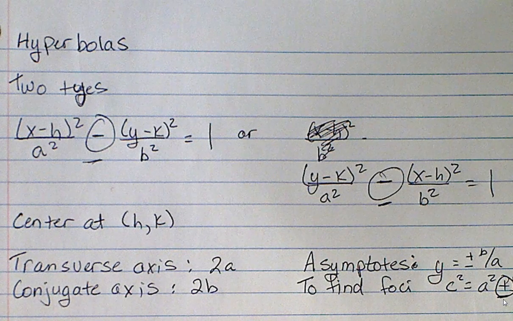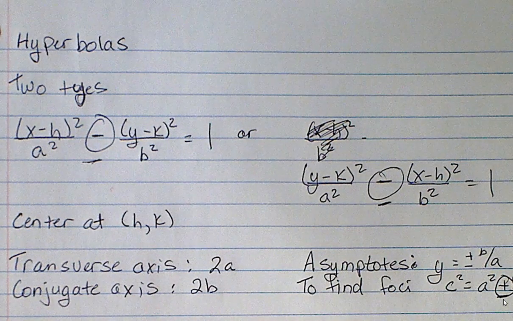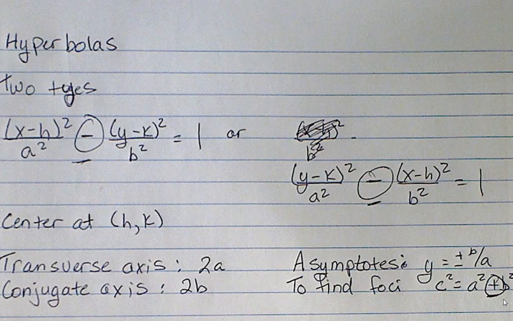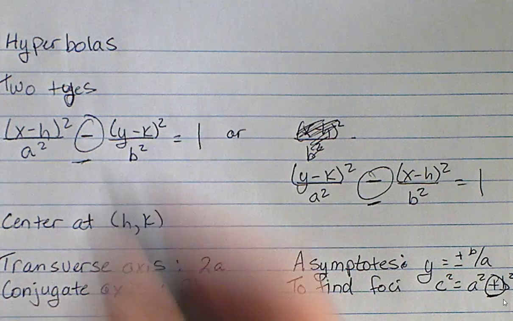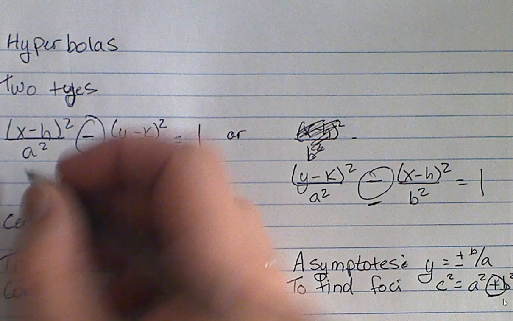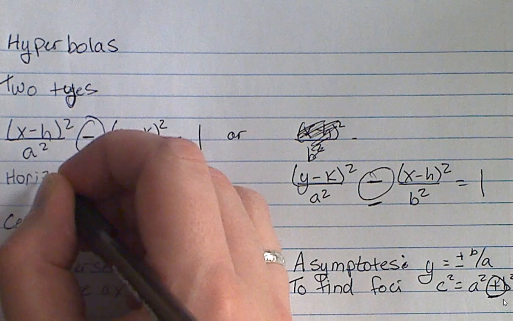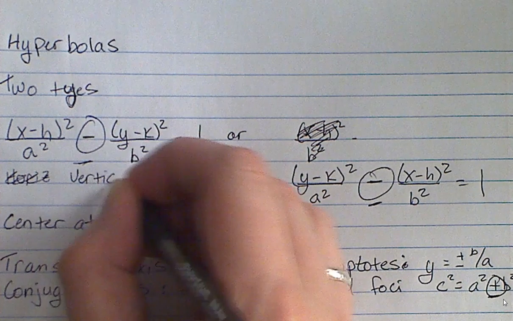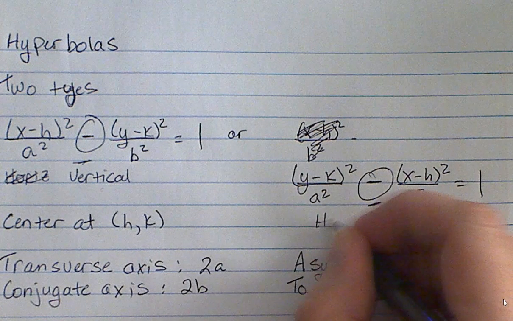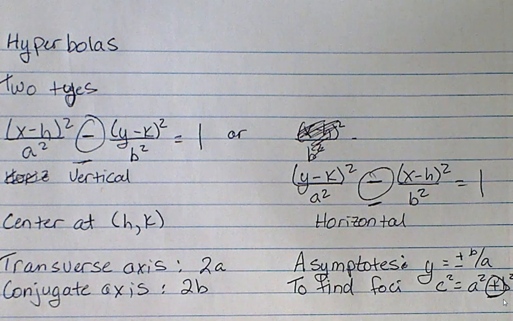Okay. So, is that a plus? Yes. Sorry. Let me move it over so you can see it better. Okay, plus b squared. Oh, sorry, wrong way. This one's vertical. And this one's horizontal.